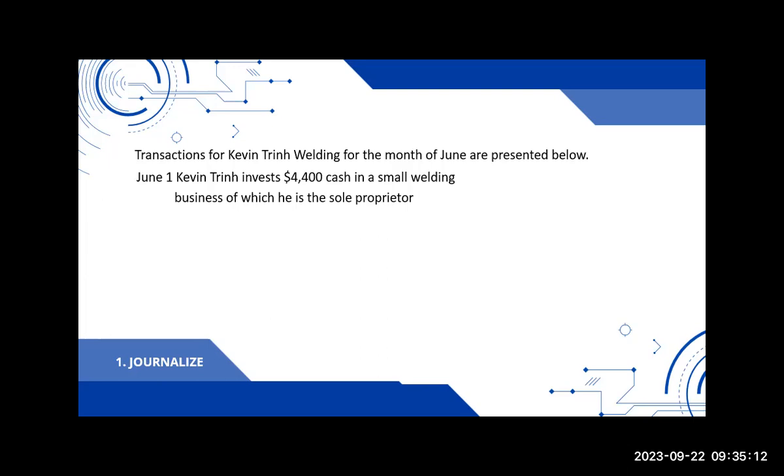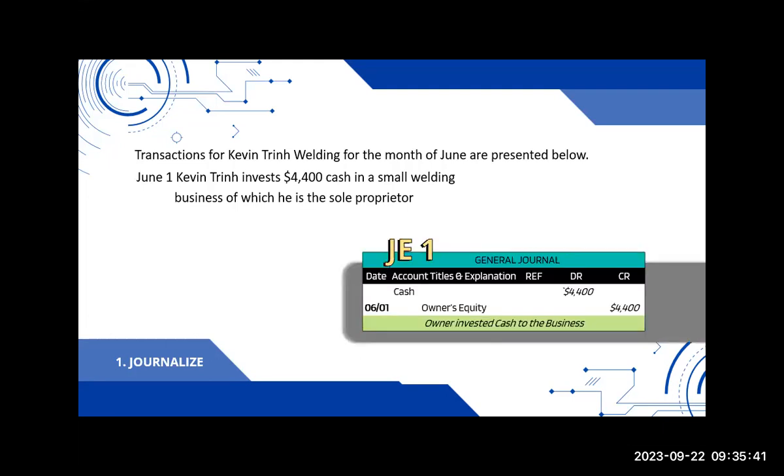Step 1. June 1, Kevin Trin invests 4,400 cash in a small wedding. Okay, madali lang to. Keywords. Nag-invest siya ng 4,400, so alam natin cash is a component. Invest is the keyword: owner's capital. Tumaas pareho. Tumaas si cash, so debit cash. Tumaas si owner's equity kasi nag-invest siya. So that is 4,400, 4,400. Simple enough. Sa mga ganitong situations, straightforward: debit cash, credit owner's equity.